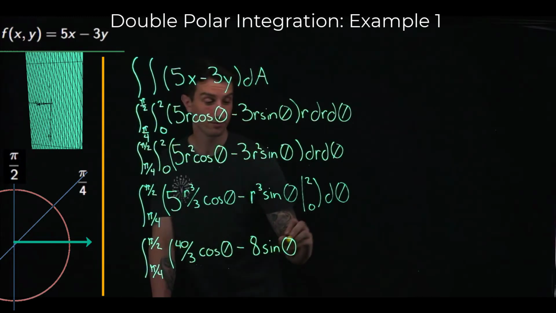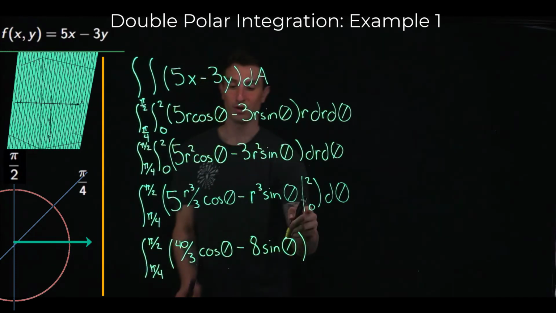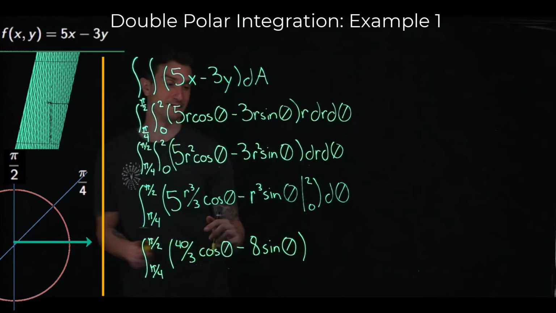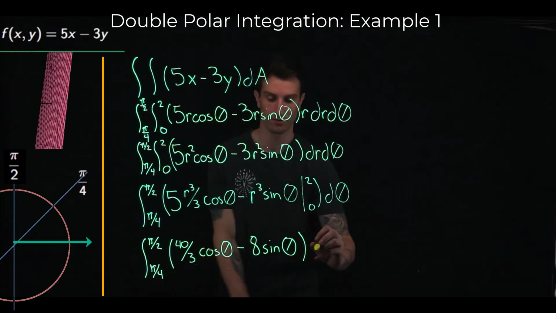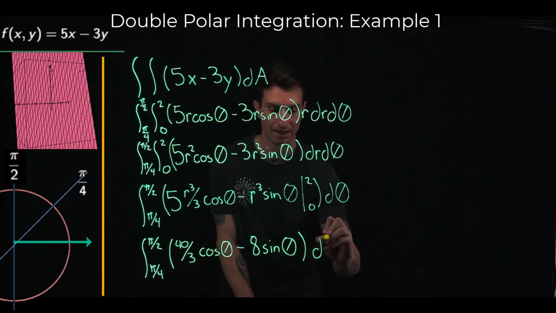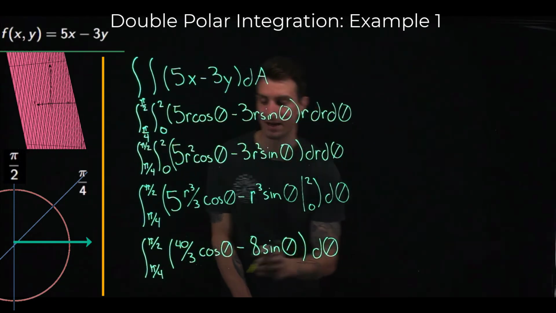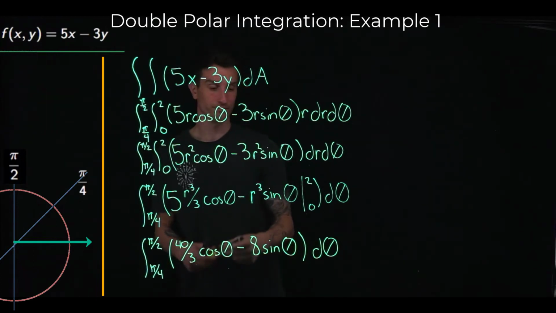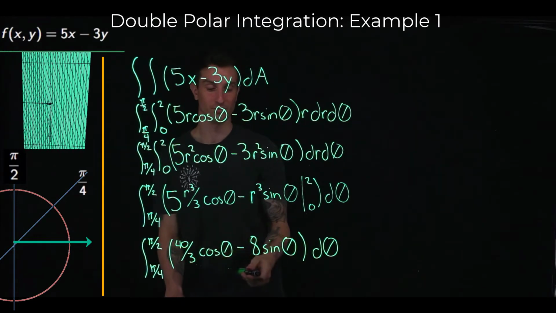And now you're welcome to go plug in the 0. If I plug in 0 here, I'm going to get a 0 minus a 0, so we can save ourselves a little bit of room. We'll put d theta. So now we're with an integral of just one variable. So hopefully we're a little bit more comfortable with this.